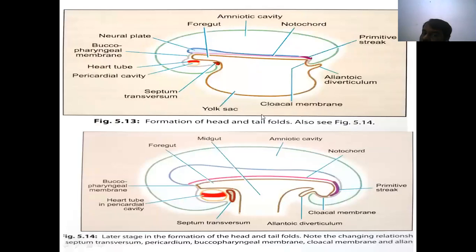See how it is when it is further developing. As I told you, this is the neural plate, this is the cranial part, this is the caudal part, the primitive streak. Now in this diagram they are showing it horizontally. Just imagine the primitive streak is there, here the cloacal membrane, the allantois is there. Here this pink color is showing the notochord, the blue color is showing the neural plate. This neural plate further forms the brain. This is the spinal cord. The notochord forms the intervertebral disc, that is the nucleus pulposus. This is the foregut formation. In connection with this stomatodeum, the buccopharyngeal membrane forms.